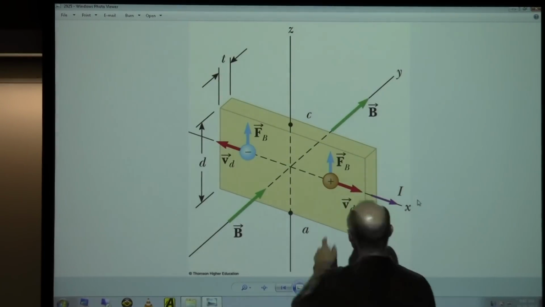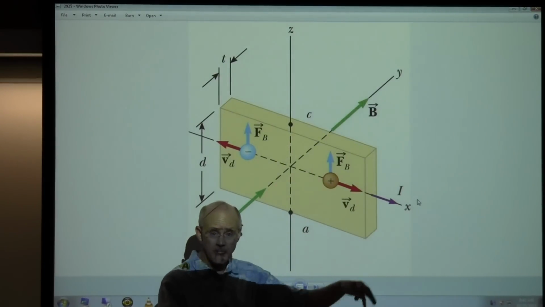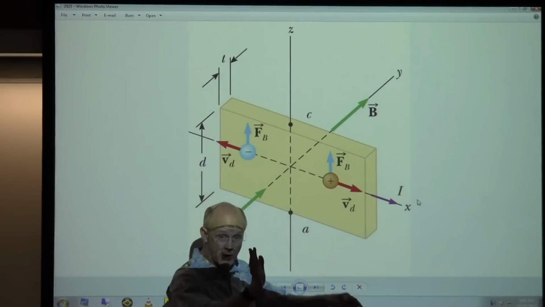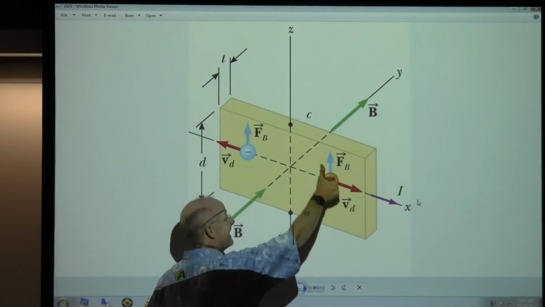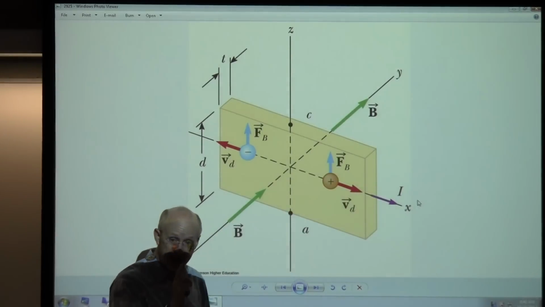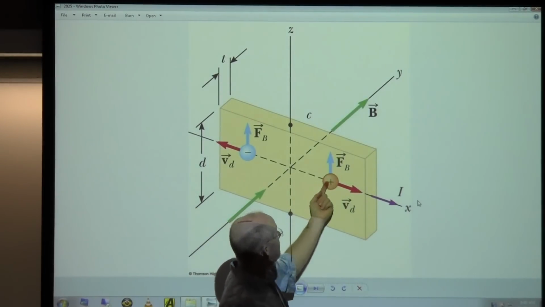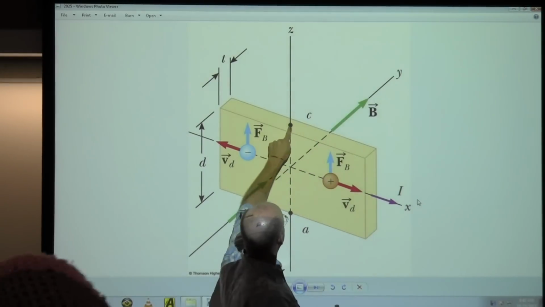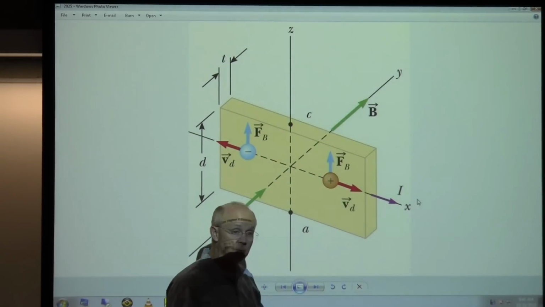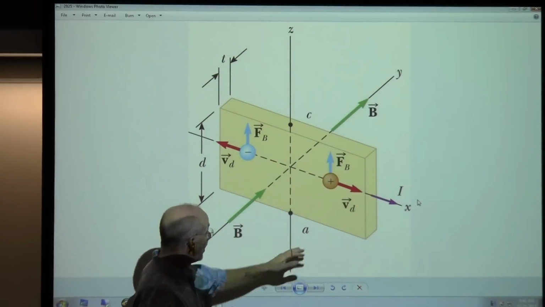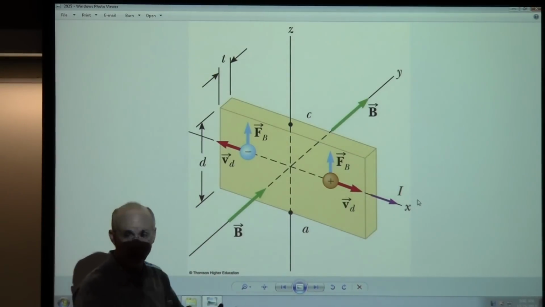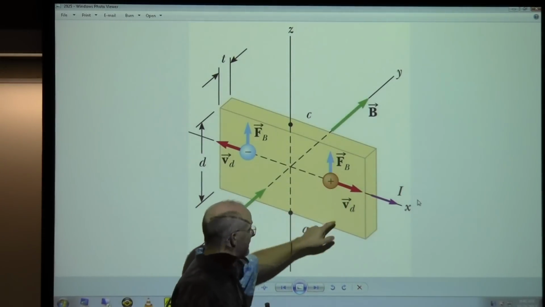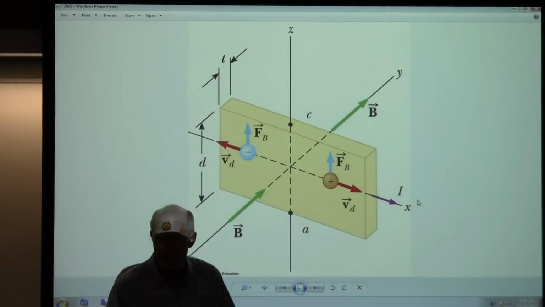If it is positives that are moving this way, then if I go V cross B, taking my right hand, V cross B, I get up. And so if positives are moving, they would be forced to this upper edge. And this upper edge would start to build up positive charges, while the bottom edge would be left without positive charges. So we would say this edge is positive and this edge is negative.